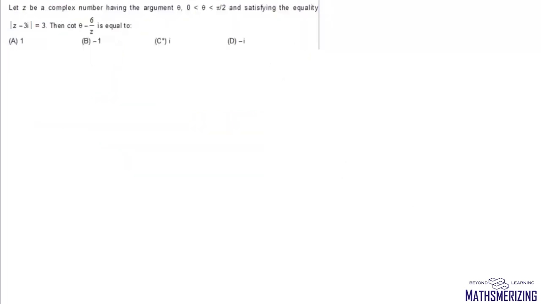Now here the question is, let z be a complex number having the argument theta and satisfying the equality mod of z minus 3 iota equals 3. Then we need to find the value of cot theta minus 6 upon z. Now z lies on this circle with center at 3 iota and radius equals 3. So we'll draw this circle.